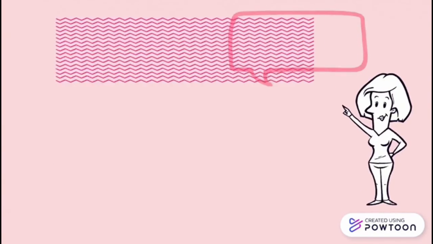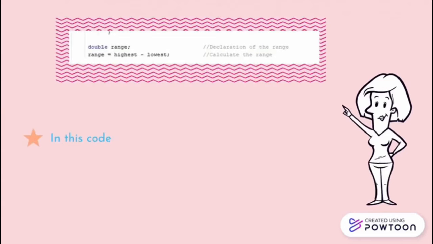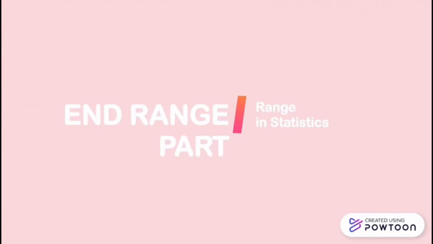Range code segment. In this code segment, the variable range is declared as double. To get the value of the range, the highest value minus the lowest value. End of the range part. Let's move on to the next part.